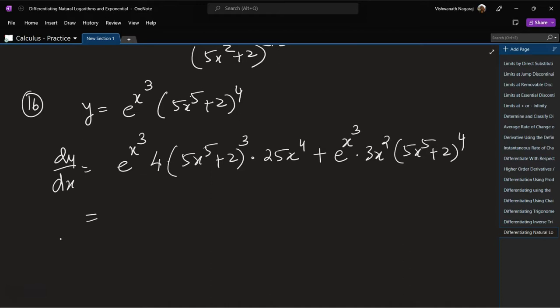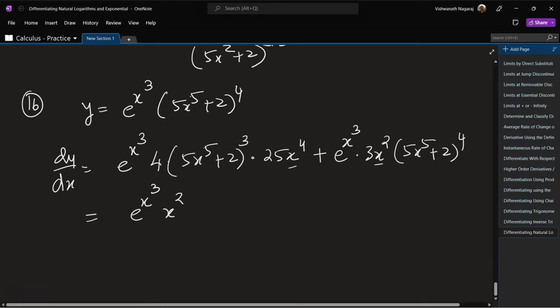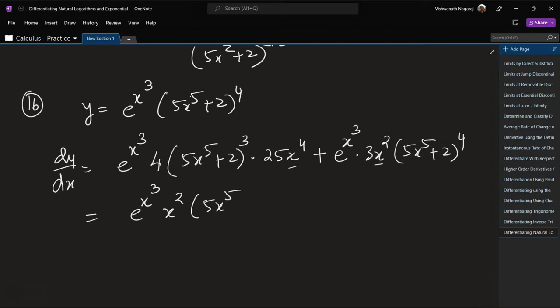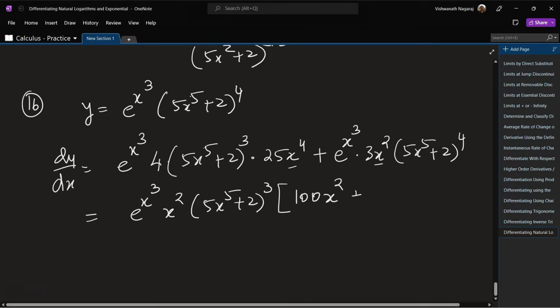Now, what shall we do now? e to the power of x^3 is common. So e to the power of x^3 is common. x square and x square is common, so let's take x square. Actually, (5x^5 + 2) is also common. Cube is common, so (5x^5 + 2)^3 is common. And what we are left with: e to the power of x^3 is gone, cube is gone, 25 fours 100, and x square is gone. So 100x square.